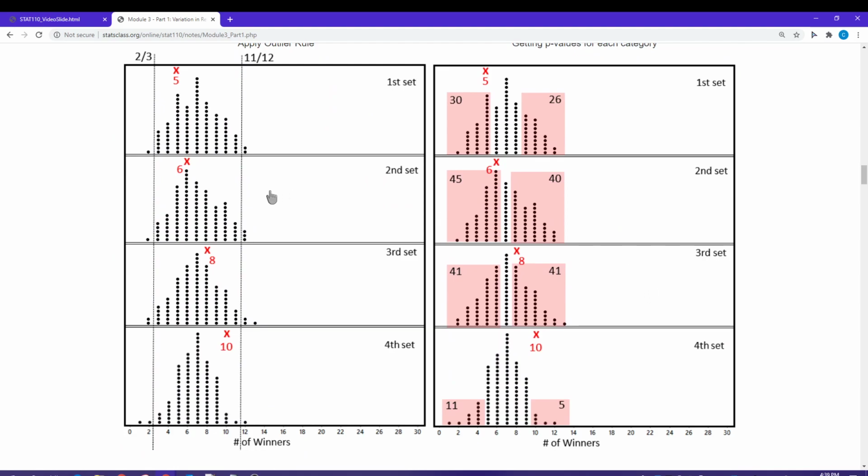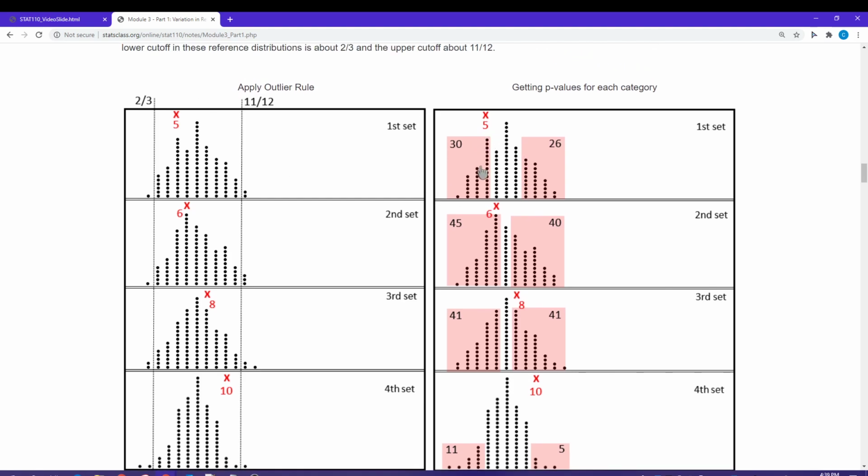Once we have the reference distributions, we can use the outlier rule here to lay down what would be an outlier. Or on the right-hand side, we could compute the p-values based on each of these reference distributions. These tests that we're considering here in Module 3 are all 2-sided tests. So for the first set, I had a value of 5. That's what I observed, and that doesn't appear to be an outlier in this distribution.